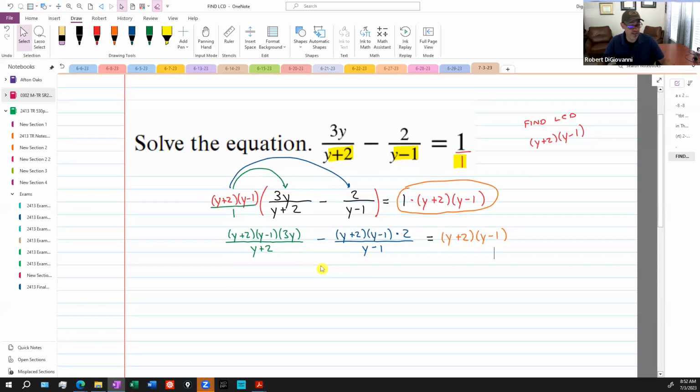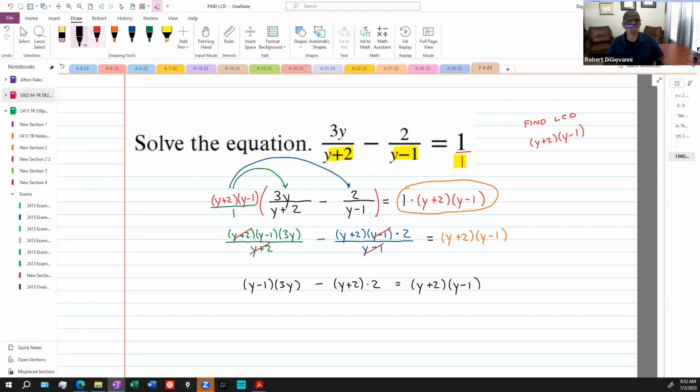And the whole reason I did this is because we should get no fractions at the end of this. Notice the y plus 2s cancel here, the y minus 1s cancel here. So what you're left with is the y minus 1 on top times the 3y. Then minus, over here we have a y plus 2 times the 2. And on the right, we've got the y plus 2 times the y minus 1. Okay. No more fractions, which was the whole point of that first step.